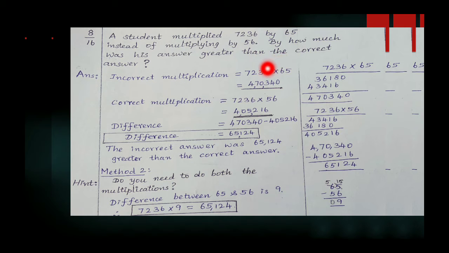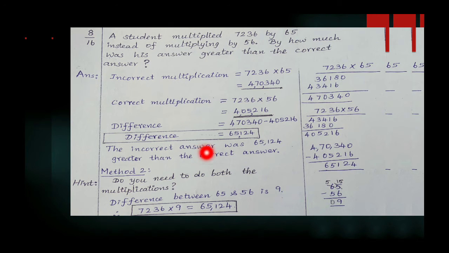So what we have to find out, what is the difference between the correct answer and the incorrect answer. Okay, let us see how to do this. Incorrect multiplication is 7236 into 65, that is 4,70,340. Correct multiplication is 7236 multiplied with 56, that is 4,05,216. So difference is larger number minus smaller number, which is 65,124. See, multiplication is done here. This is the required thing.